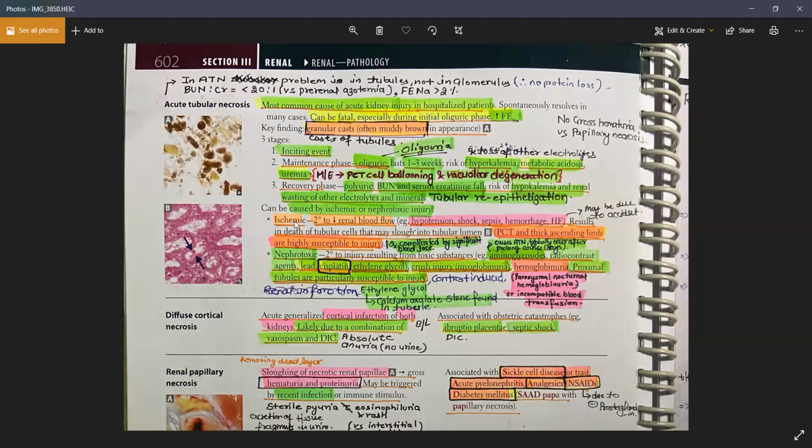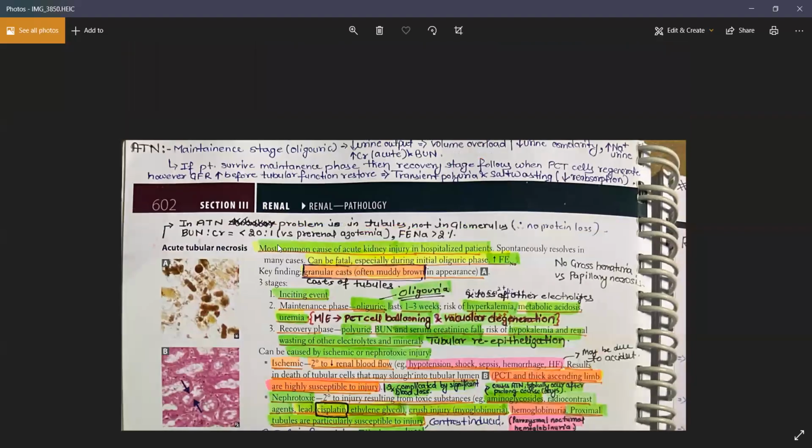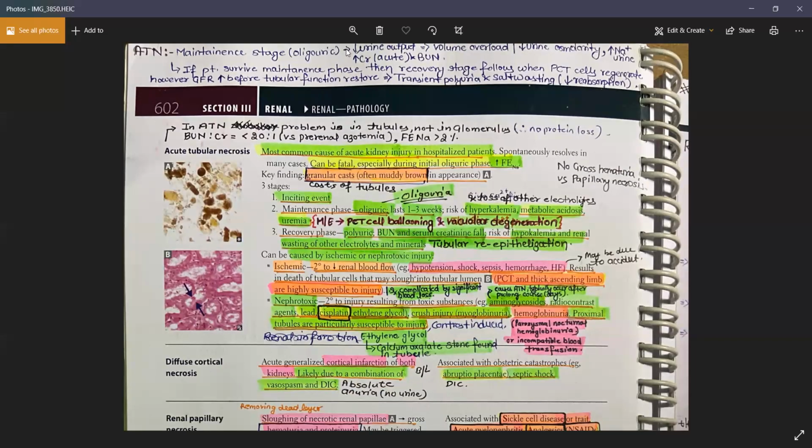So yeah, that would be all about it. In the maintenance stage, the patient becomes oligouric, urine output will be decreased, volume overload will happen, urine osmolality will be decreasing, of course, because urine cannot absorb anything. Free water loss will be happening. Urine sodium will be increased, creatinine level will be increased, BUN will be increased.